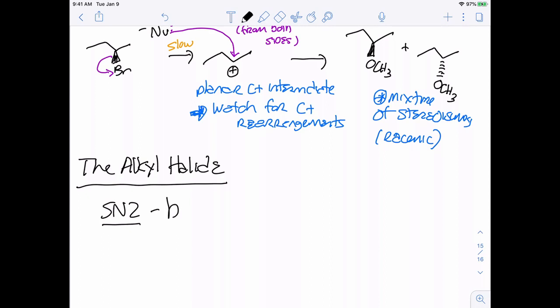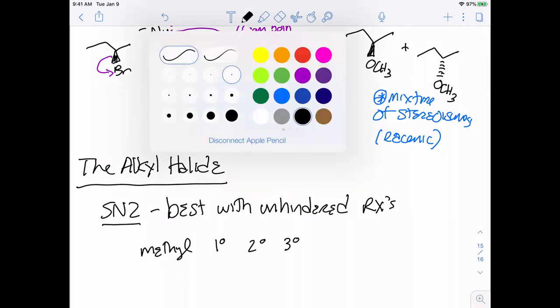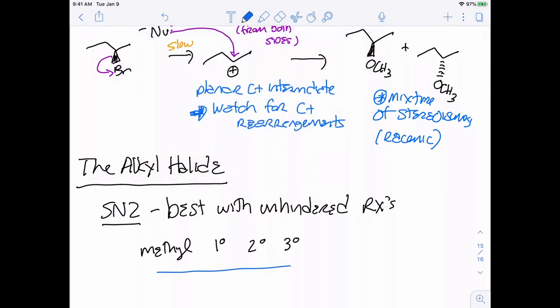So best with unhindered alkyl halides. So methyl, primary, secondary, and tertiary. For SN2, these are going to be best. So better for SN2. There's just more room.